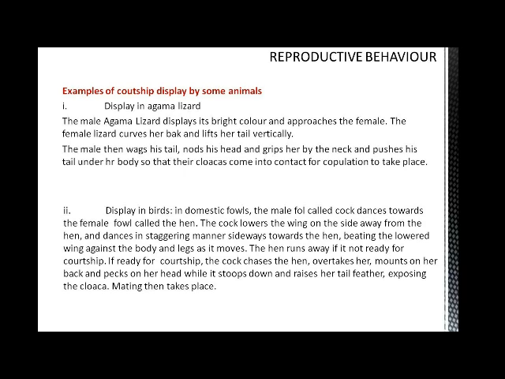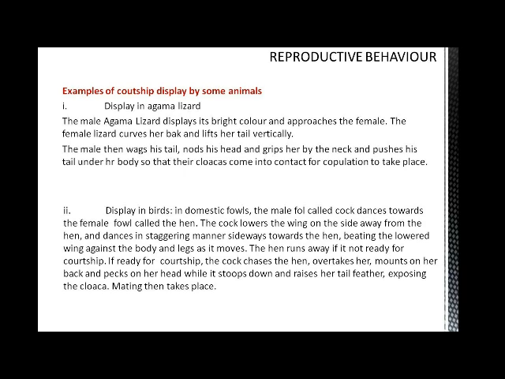Secondly, display in birds. In domestic fowls, for instance, the male fowl called cock dances towards the female fowl called the hen. The cock lowers the wing on the side away from the hen and dances in staggering manner sideways towards the hen, beating the lowered wing against the body and legs as it moves. Then the hen runs away if the hen is not ready for courtship.